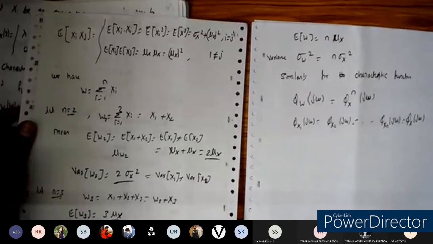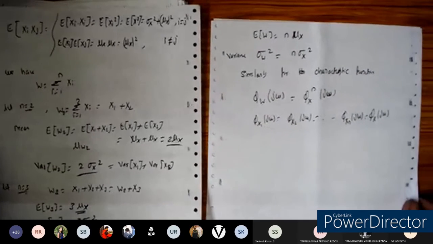Okay, so this is the concept of IID random variables, where we consider all the random variables to be identically distributed.